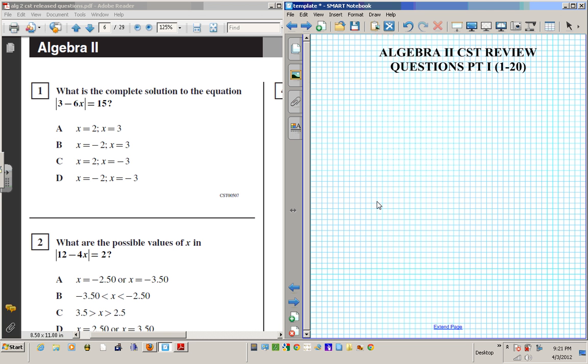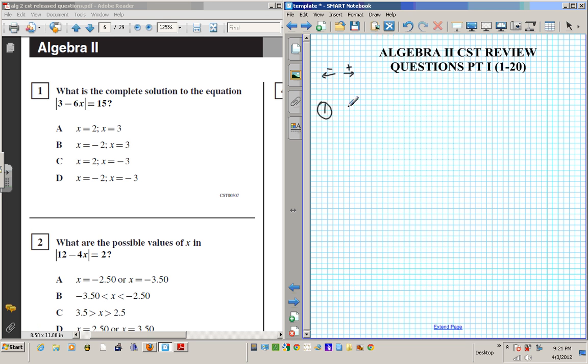All right, so let's go ahead and get started with number 1. Number 1 says, what is the complete solution to the equation? This is an absolute value equation. Remember the definition of absolute value is the distance from 0 to the left or to the right. To the left is negative, to the right is positive.